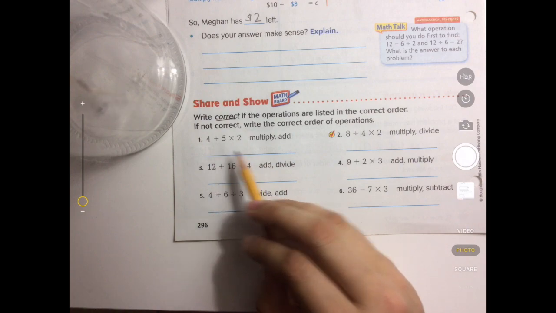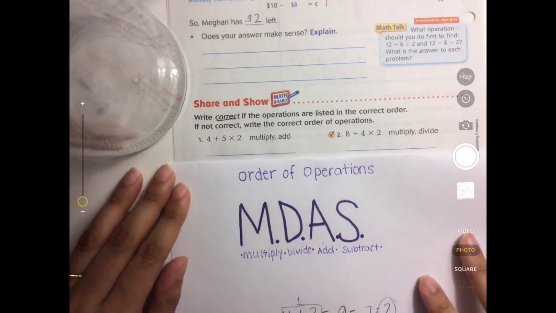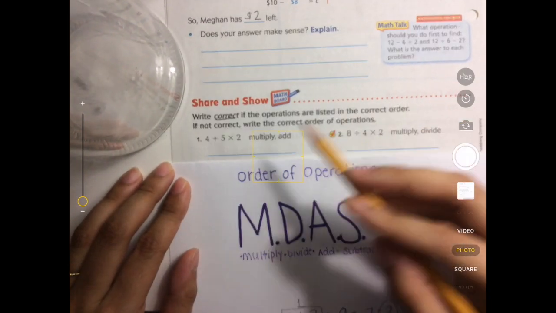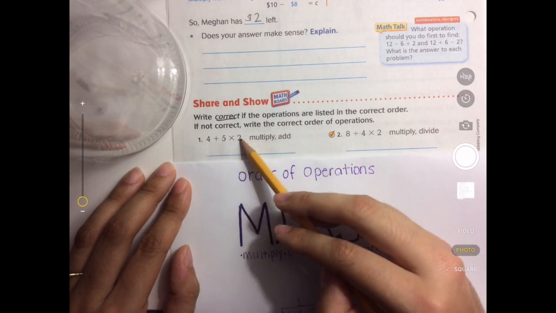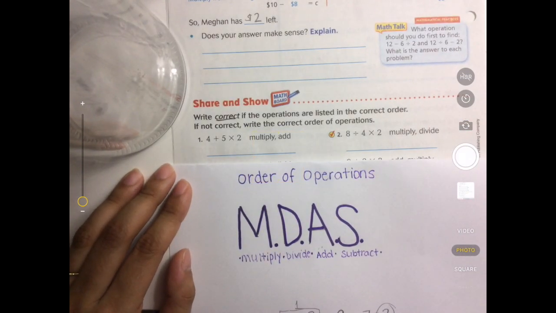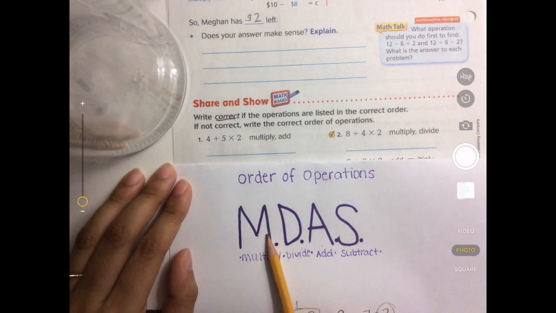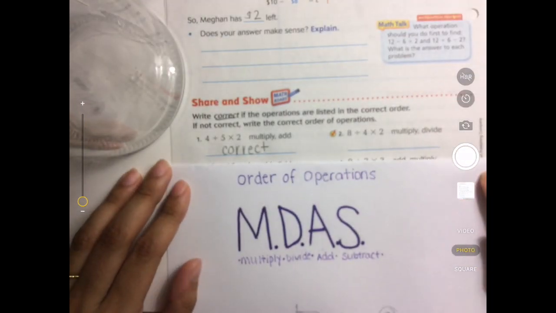If it is right, we're going to write correct. If it is not right to do it in this order, then we have to put it in the order that it's supposed to be in. We can use this little guy right here as our guide. Okay, so number 1, it's telling us that first we need to multiply, then we need to add. So we would do this and then add 4 to whatever that is. Is that the correct order? Let's look here. Multiply, divide, add. So it looks like that's the right order. So yes, it is correct. Very good.